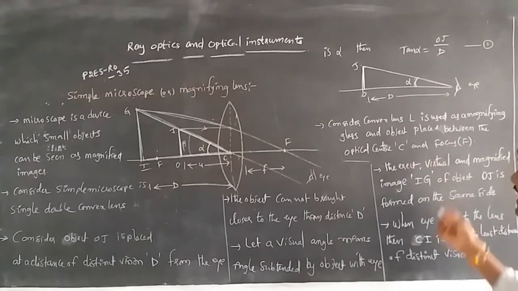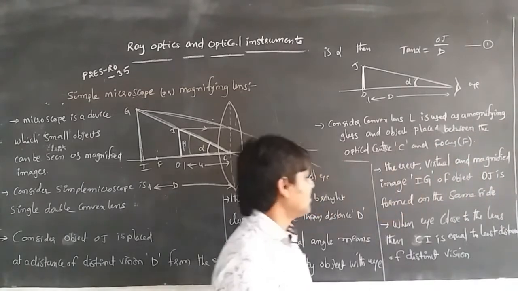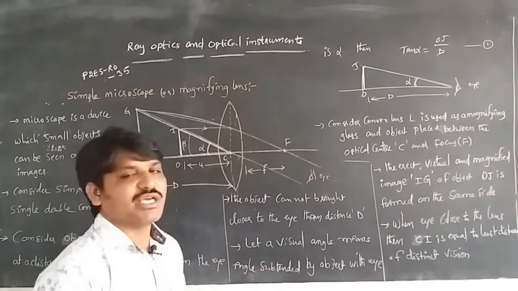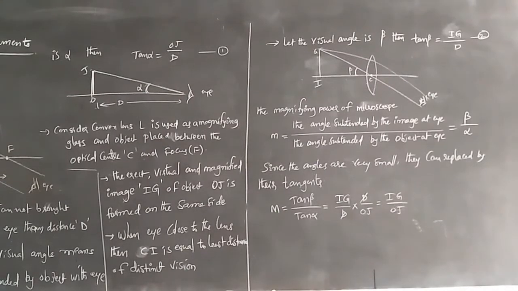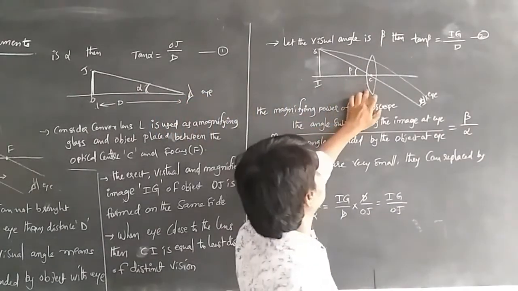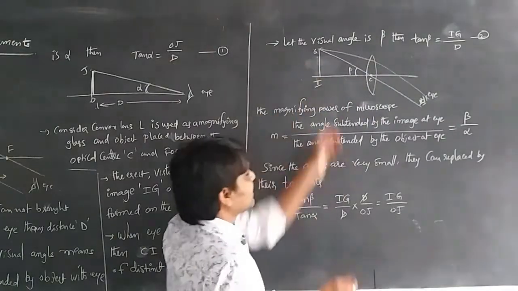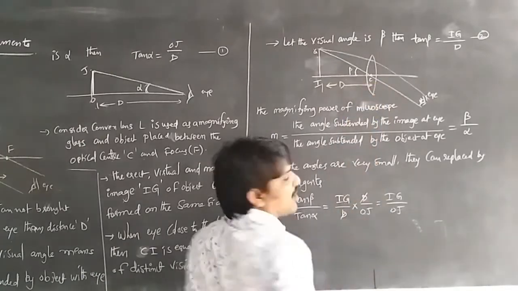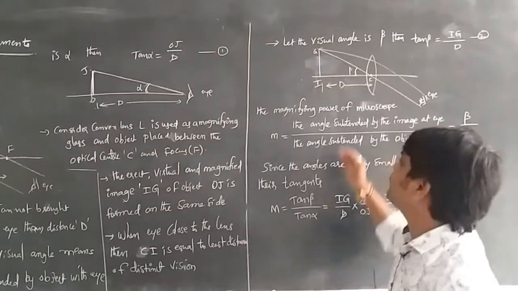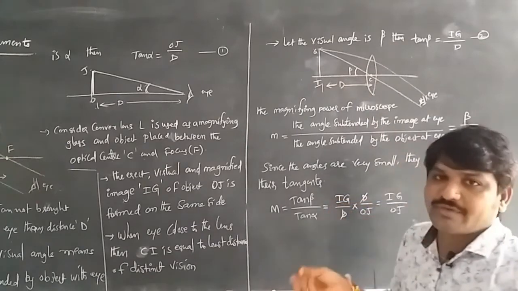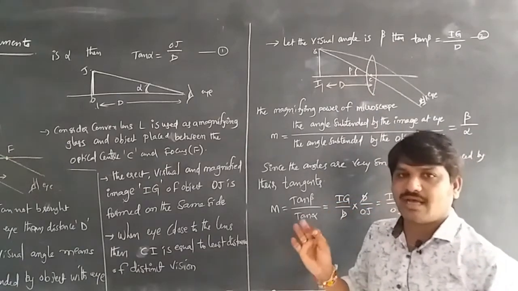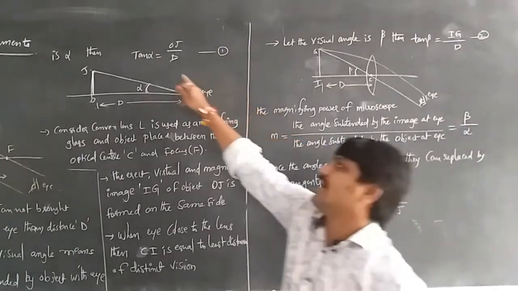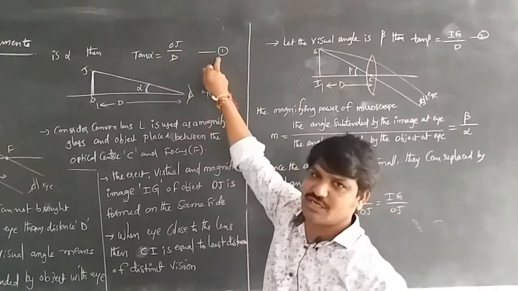So the erect and virtual image is formed. When the eye is close to the lens, the distinct vision will be equal. The image is formed at a distance of D from the optical center, with visual angle beta. Without the lens, the visual angle of the object at the eye is alpha. So we took tan alpha equal to OJ by D, considered as equation number 1.